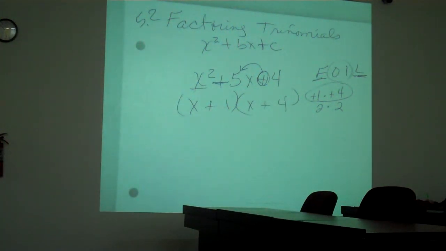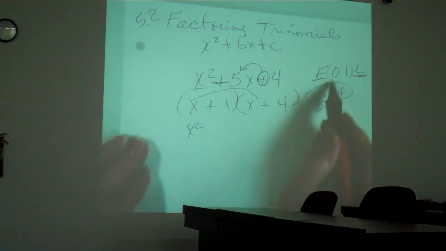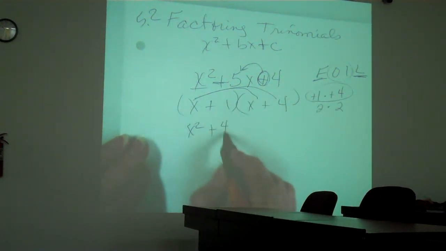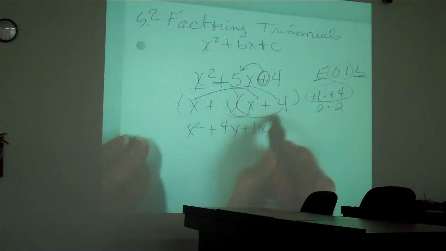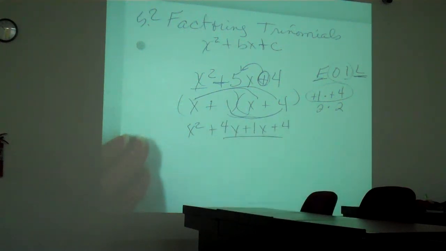So if you actually FOIL that back out, you can make sure that it actually will work. First times first, x squared. Outside, plus 4x, right? Inside term, plus 1x. And then last times last, 1 times 4 gives you 4. See, that gives you the 5 right there.